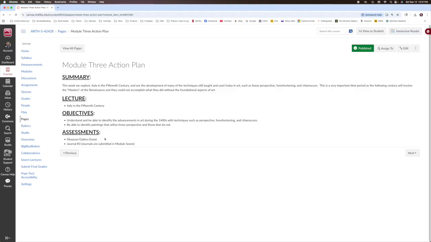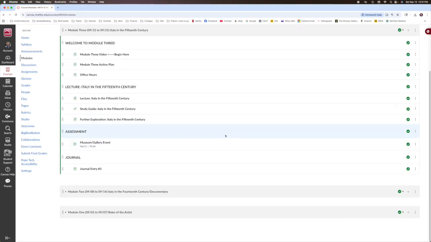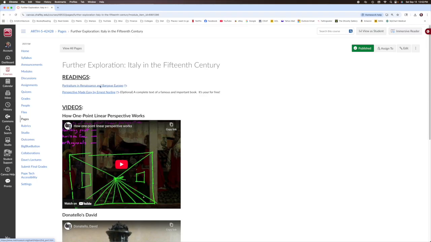The assessments, we have the museum gallery event that you will turn in, and then journal number 3, which gets turned in at the halfway point of the semester. So our lecture this week, Italy in the 15th century or the 1400s, our study guide, and then the further exploration section. We've got our readings up above, and then underneath the readings is a book on perspective.